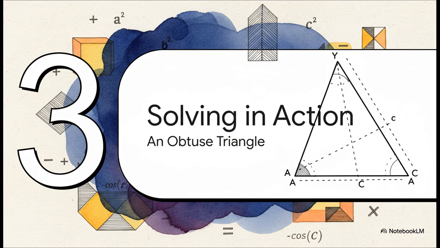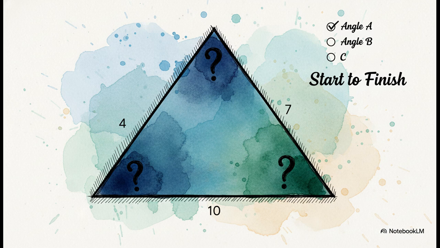But what happens when the triangle isn't quite so perfect? Let's take on a tougher case. One with an obtuse angle. All right, new triangle, new challenge. This one has sides 4, 7, and 10. And this time, let's go for the whole shebang. We're going to find all three angles and see this process through from start to finish.